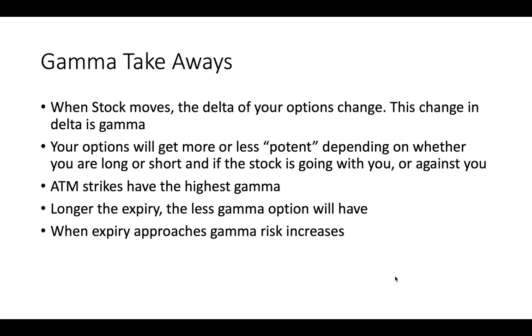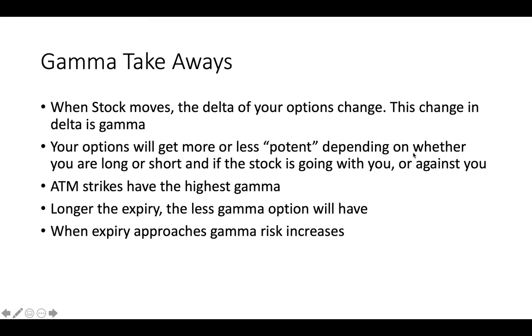So here are the main takeaways about gamma. When the underlying stock moves, the delta of your options changes. This change in delta is gamma. Your options will get more or less potent, strong, or powerful depending on whether you're long or short, and if the stock is going with you or against you. For example, if we own a call at 50 delta and the stock rallies higher, our call will then have a delta of 60. Now we have more directional exposure to that underlying asset because our delta is higher.